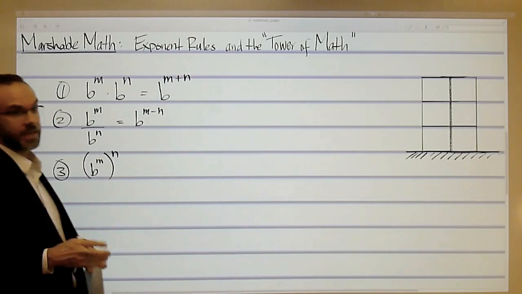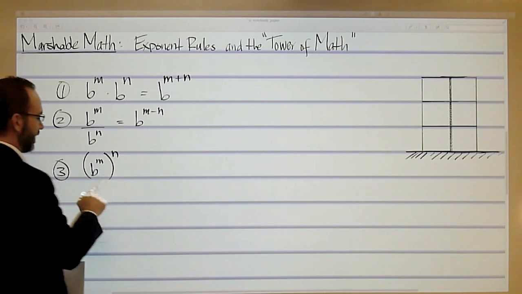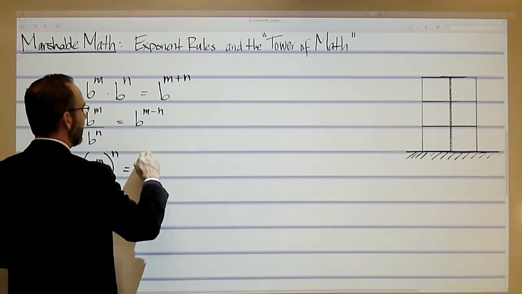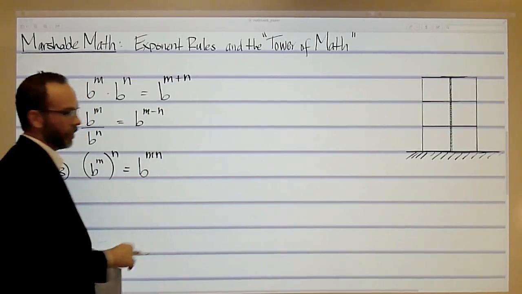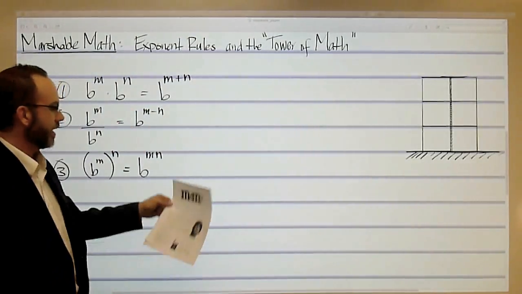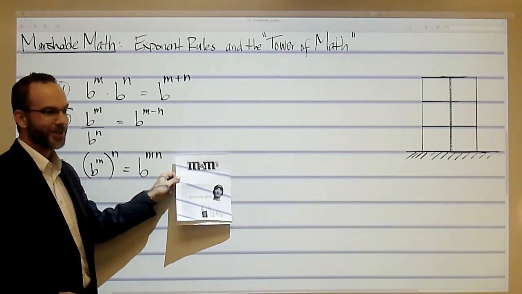In other words, I'm taking an exponent and I'm raising it to another exponent. What would that be? Well, it would be b to the m times n, or b to the m and n. And no, I did not say m and m, and no, I am not referring to Slim Shady.